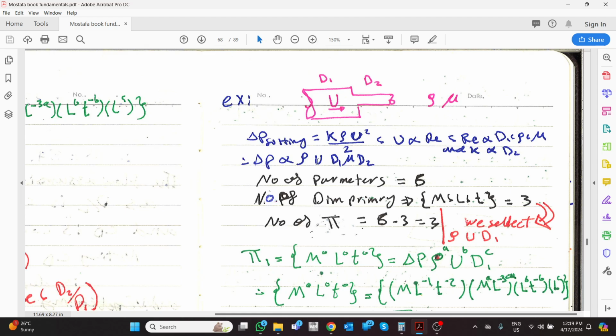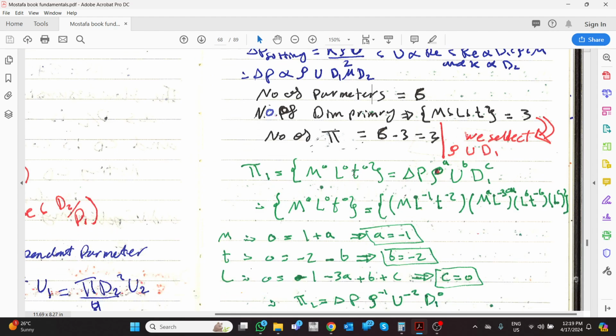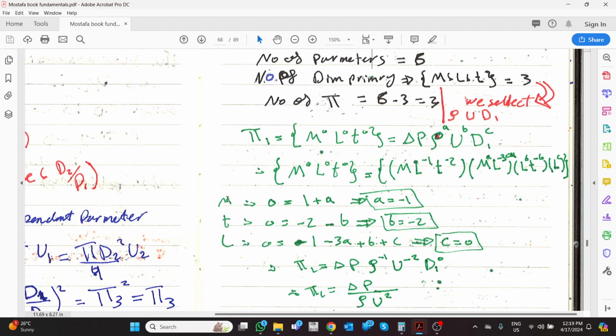Don't select d1 and d2 both, as they have the same dimension. The number of pis is 6 minus 3, which is 3 pis. So the first pi: M0 L0 T0 equals delta P, the primary parameter, multiplied by the repeating parameters rho, u, d to the powers a, b, c. Same analysis with M, T, L. Of course, use M then T then L, because for fluids, if you use L first you will find an equation with two unknowns, and it is better to go M, T, L.